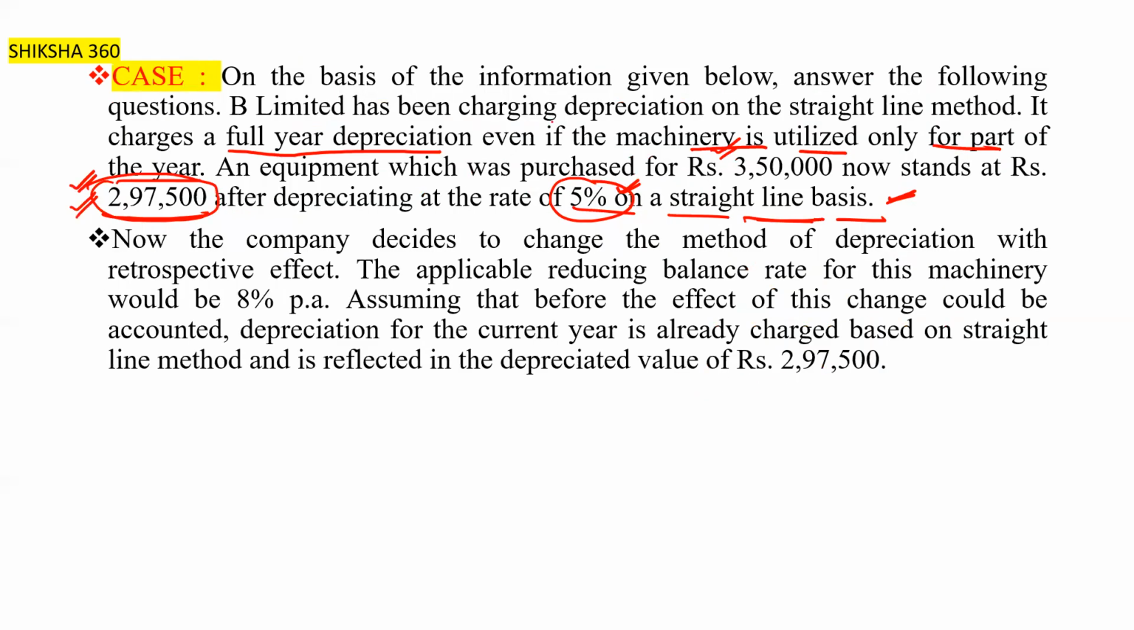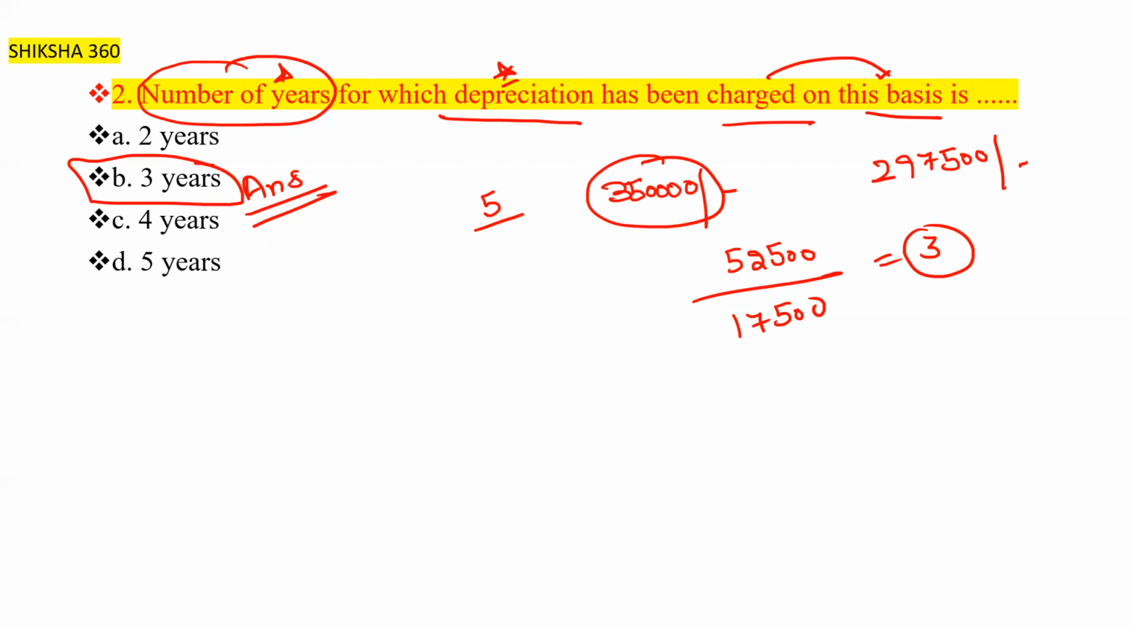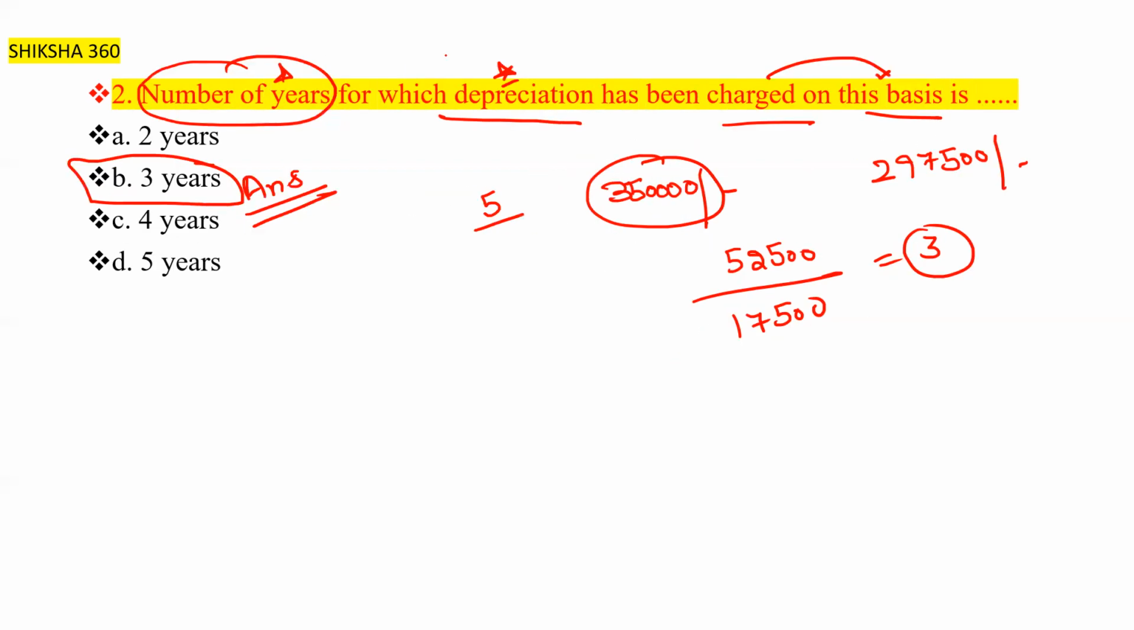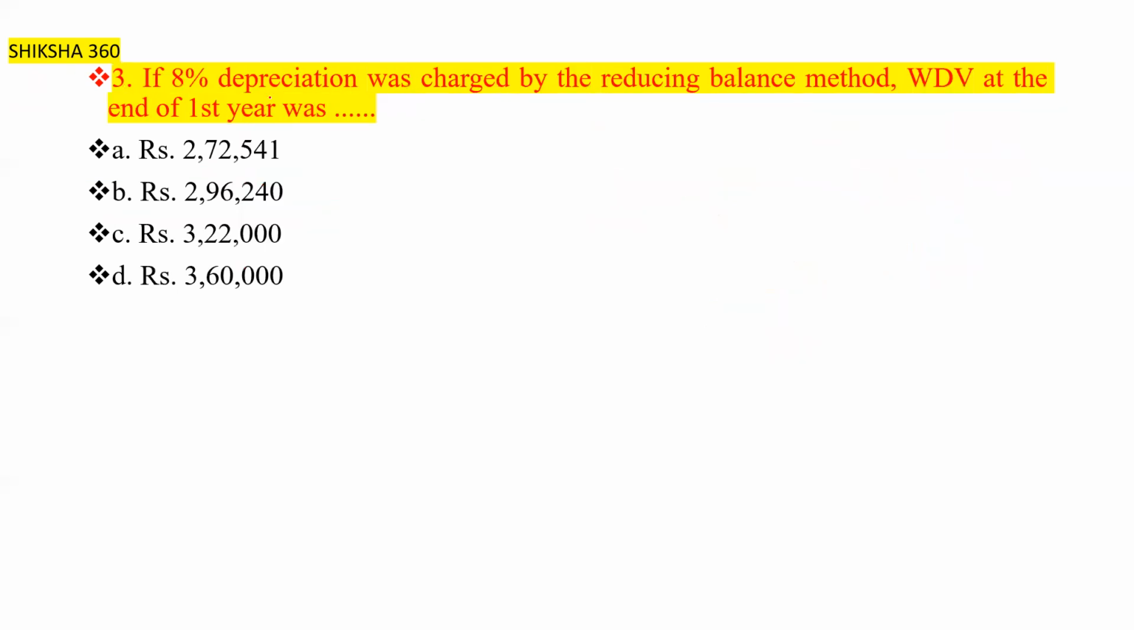So we are calculating basically every year depreciation, that is 17,500 per annum. Next question basically for how many years? This is the value and this is the value basically after some time. So now we have to calculate the time. So 1 year depreciation is this one. Total depreciation basically 52,500. So divide it by 1 year depreciation. So basically we will get here 3 years. Clear? Now move to the next question.